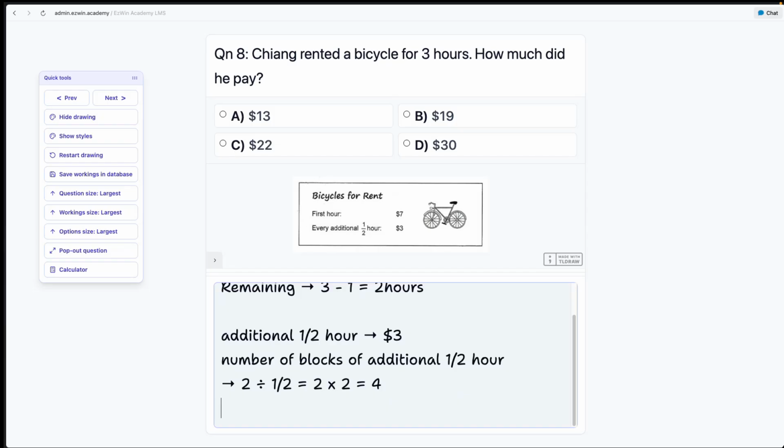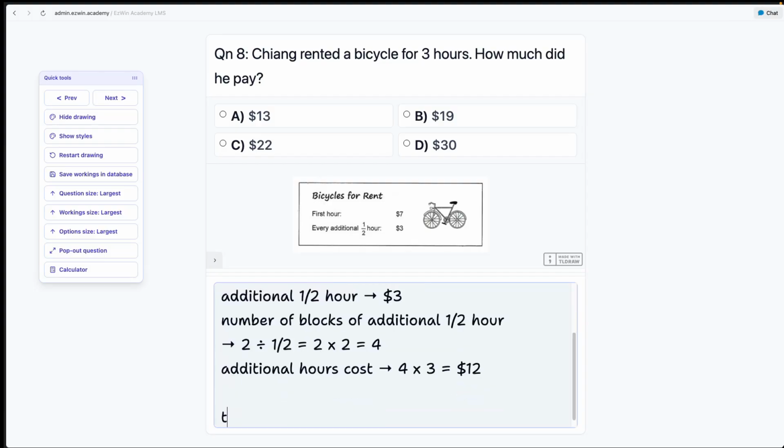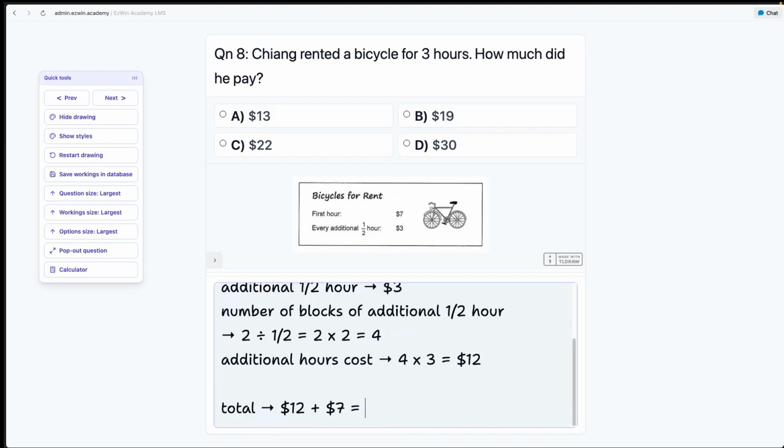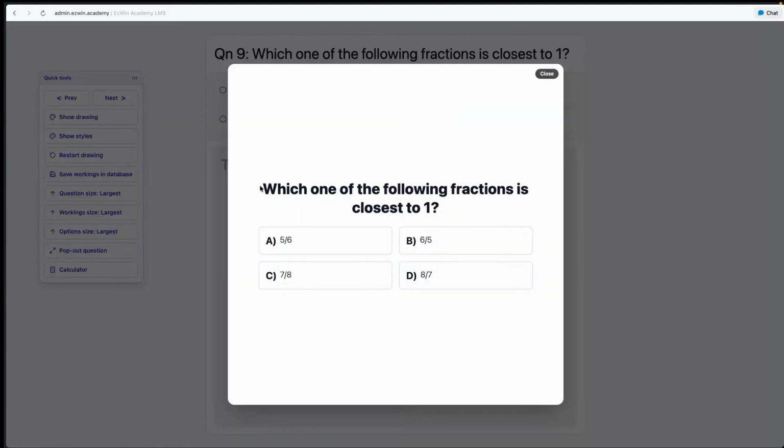So then the additional hours cost will be equal to 4 times 3, which is $12. So now if we add the first hour, $7, plus $12, the total will become $19. So the answer to this question is option number 2 or B over here, which is $19. All right, so question number 9.